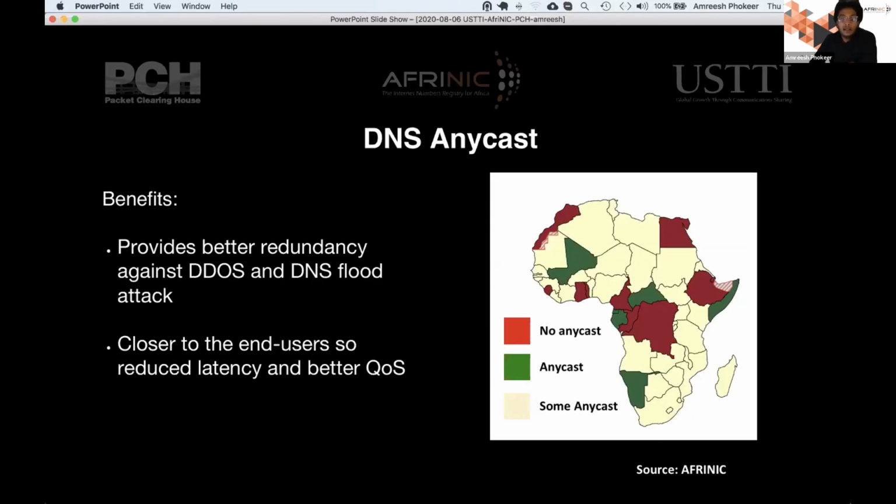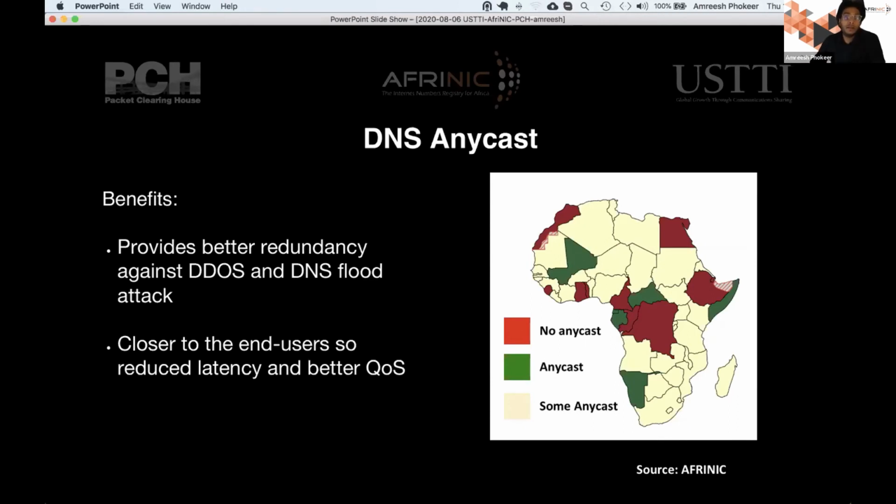Now, DNS Anycast. You might have heard that it is also important to use DNS Anycast services. AFRINIC is a provider of DNS Anycast. For example, we provide secondary authoritative for all the ccTLDs in Africa. So if you're interested to join this program, feel free to contact AFRINIC. And our DNS infrastructure is Anycast actually.